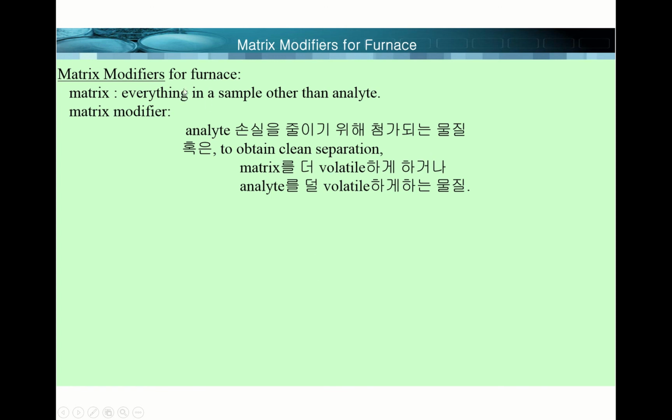Matrix modifiers. Matrix means everything in a sample other than the analyte. A matrix modifier is sometimes needed to reduce analyte loss. It is an additive, added to obtain clean separation. A matrix modifier either makes the matrix more volatile or makes the analyte less volatile. So sometimes you need matrix modifiers.